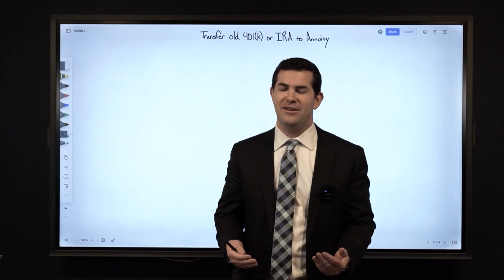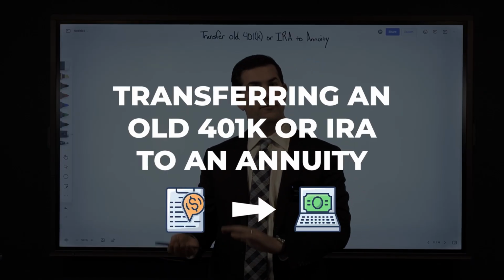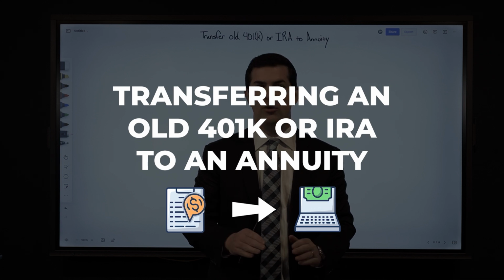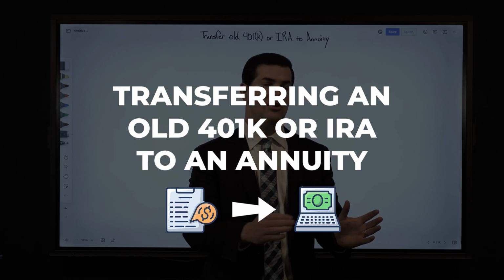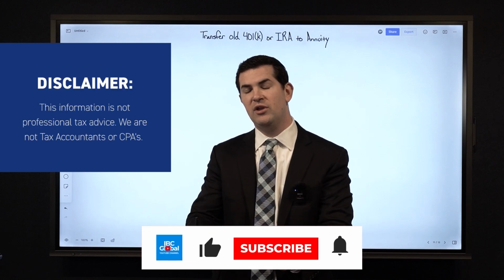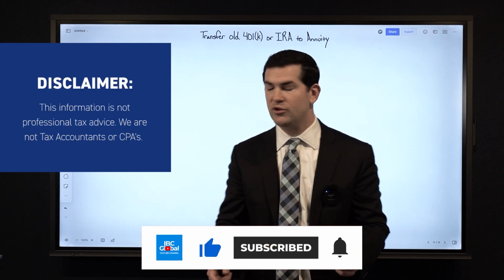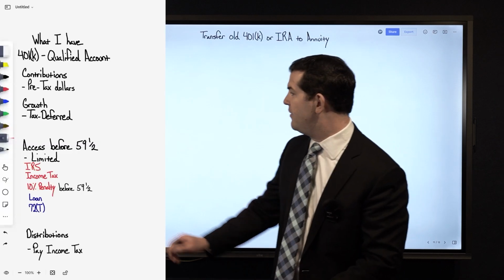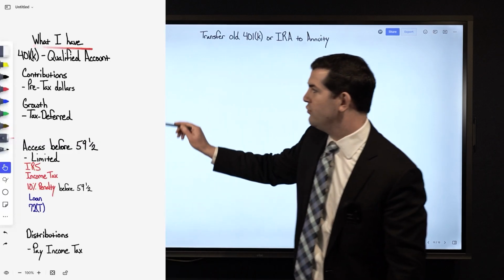So what we're going to talk about in today's video is transferring an old 401k or an IRA over to an annuity. First, we'll talk about what a 401k is and some rules around that account. Then we'll talk about rules around annuities, and then we'll talk about how the transfer works. So let's begin with an old 401k or annuity, and let's pretend that this is what you have right now.